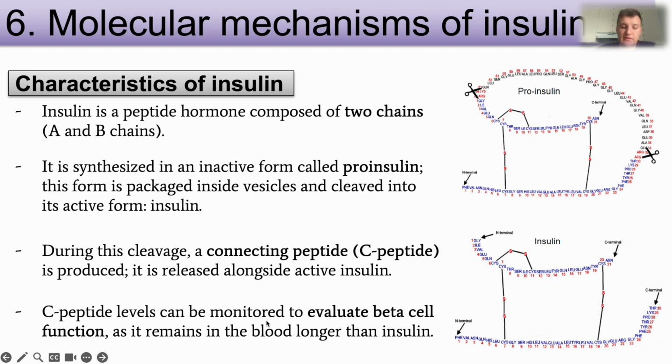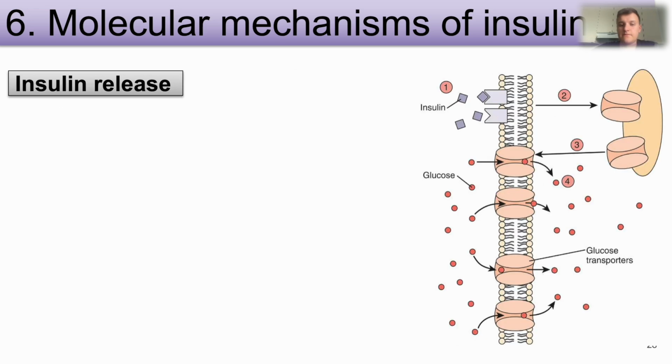So the C peptide level can be monitored to evaluate beta cell functioning, as it remains in the blood longer than insulin. That C peptide is a good marker to evaluate beta cell functioning.